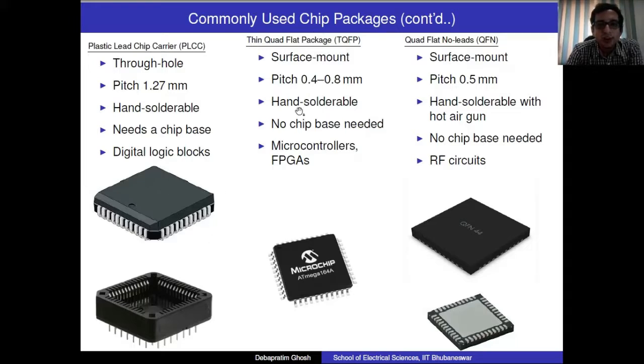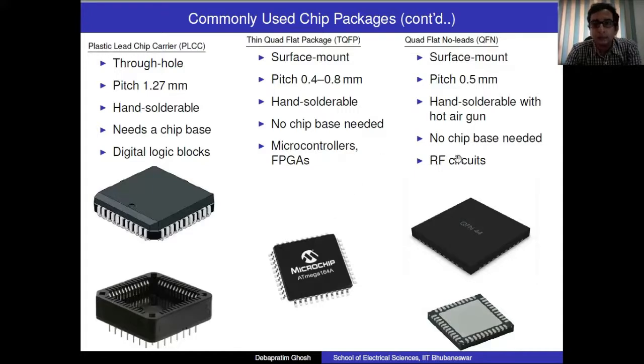Then comes the second one, which is called TQFP, or a thin quad flat package. Now these ones can be very difficult to solder. Their pitches can change anywhere from 0.4 to 0.8 millimeters, and most microcontrollers and FPGAs, many of them use this kind of packaging.